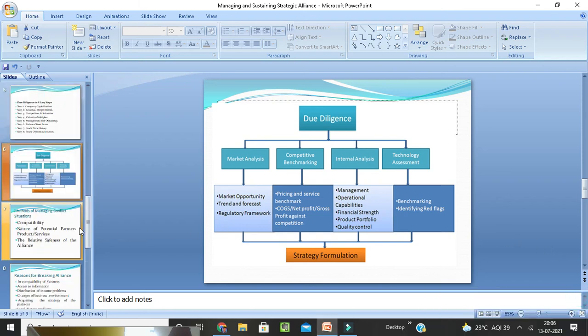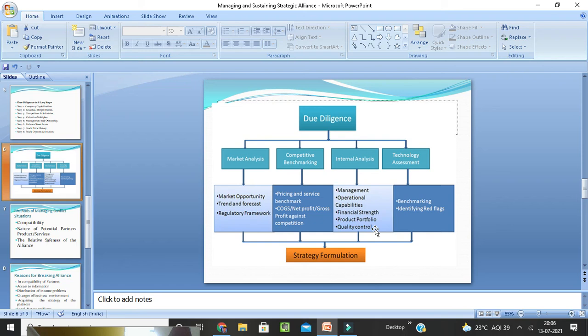Next thing is, if you see here, in the market opportunity or market analysis, competitive benchmarking, internal analysis, and technological assessment, the internal analysis plays an important role. First of all, how the capability should be there, how the financial strength should be there, what should be the quality control between the two companies, and how the management should take place and run the business in the market.